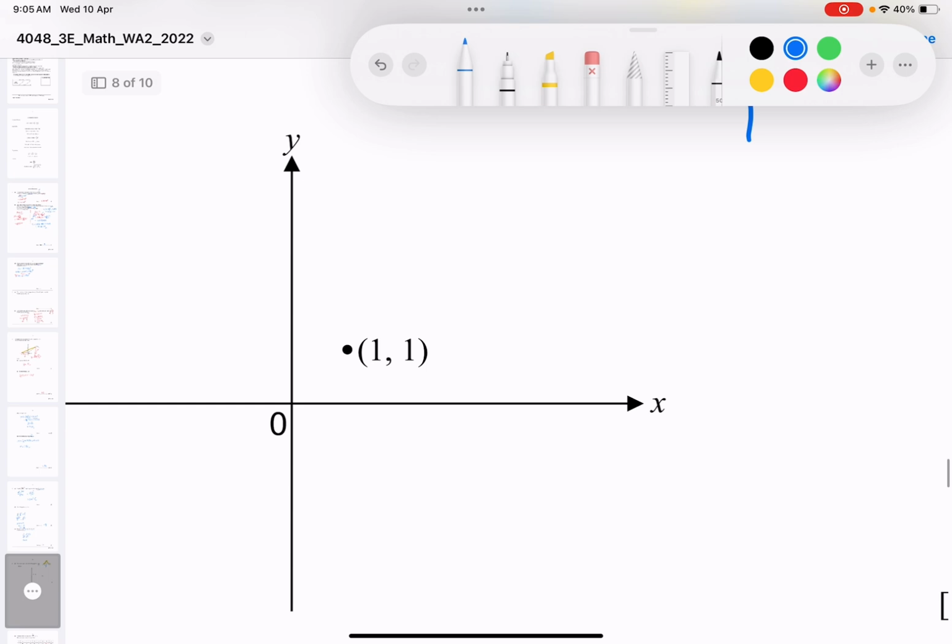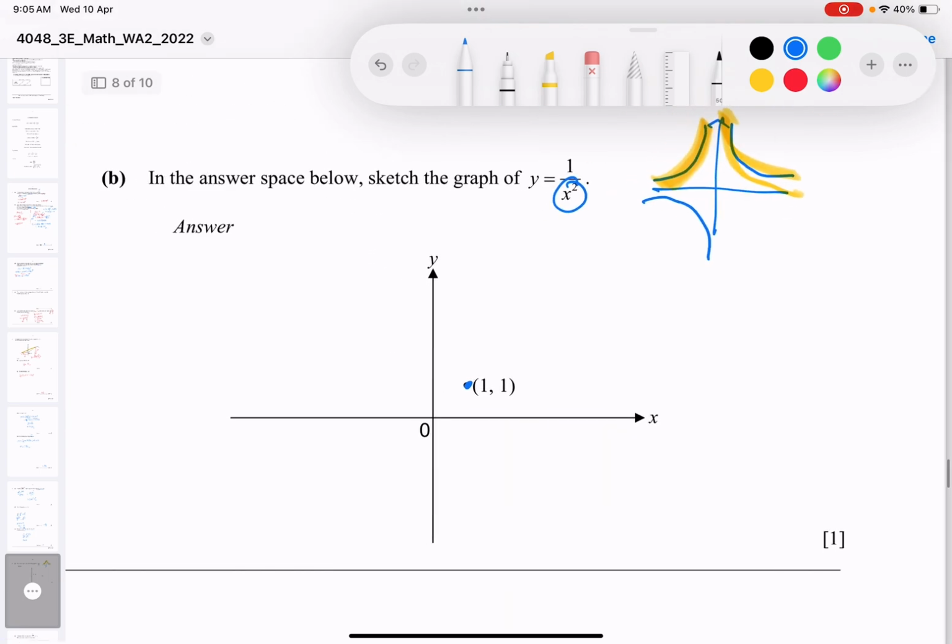Okay, so they give you this dot over here, (1, 1). So you need to substitute: when my x is 1, what's the value of y? It is also 1, right? So we know that this graph has to cut at this point. This is the thing that we are looking out for, all right?